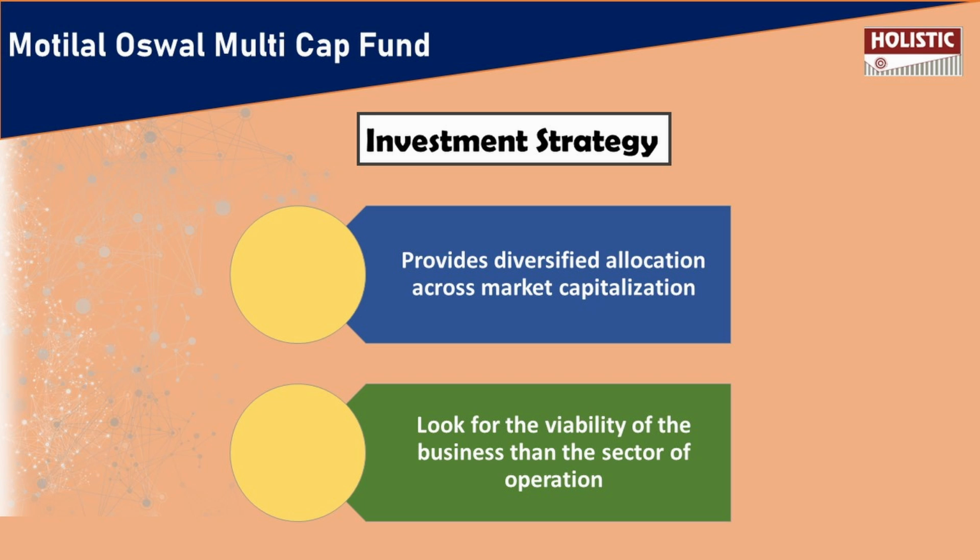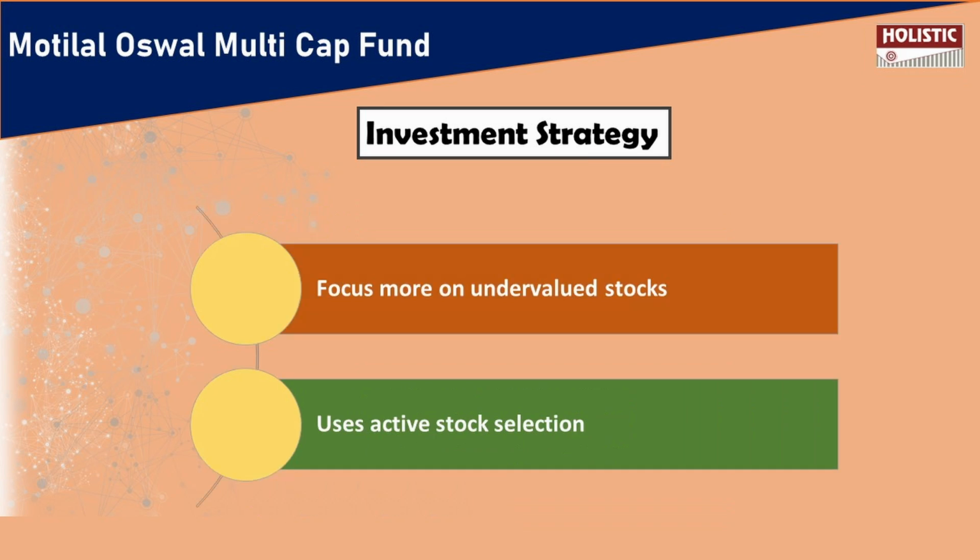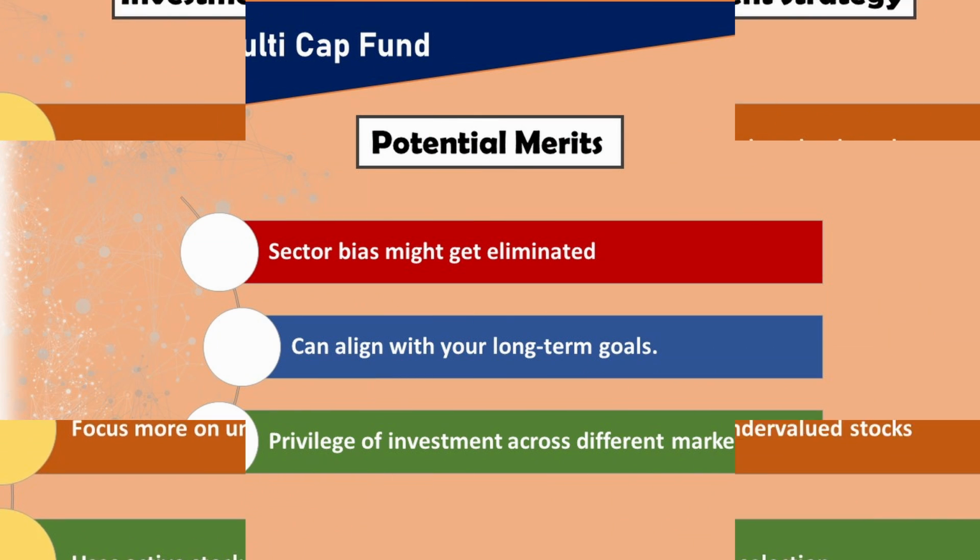Also, they use the bottom-up approach for investing, where they look at the viability of the business rather than the sector of operation. As this is an actively managed multi-cap fund, they focus more on undervalued stocks using active stock selection. Unlike a passively managed fund, they are actively looking to add and exclude stocks for the benefit of the fund according to the market trends and ups and downs.